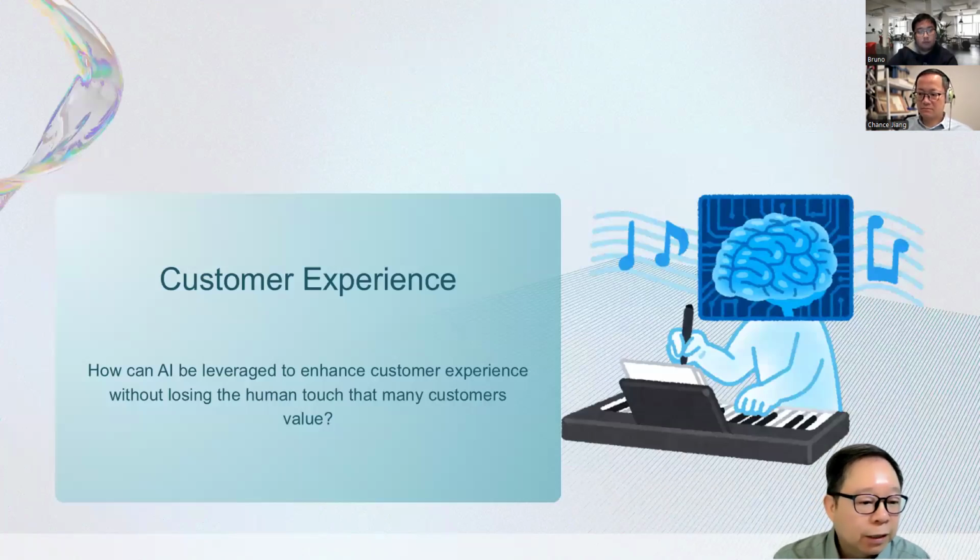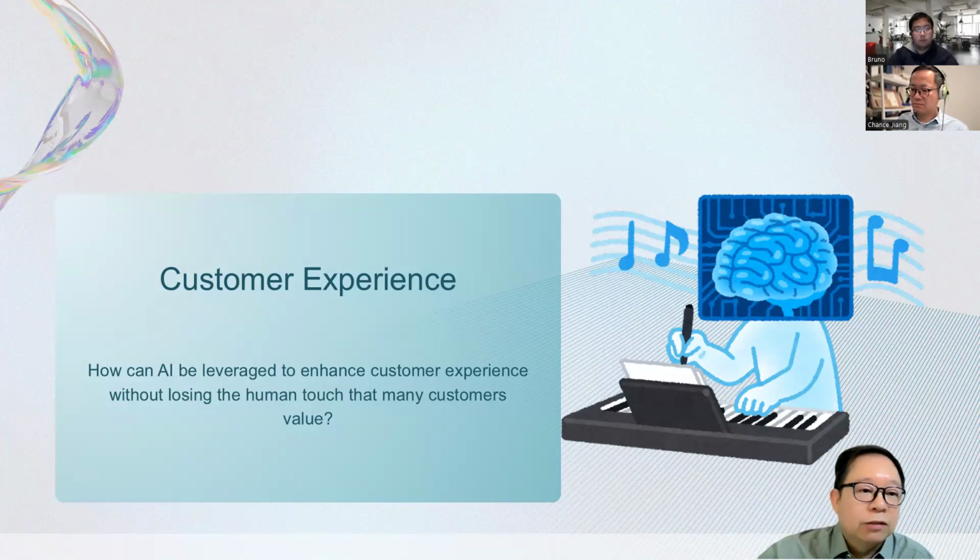Talking about customer experience, the question is, how can AI be leveraged to enhance customer experience without losing the human touch? One of the common questions is that you still need a human to talk to the customer. So the question is how can we enhance the customer experience without losing the human touch that many customers value? This is our last question, and I pose it to the floor.